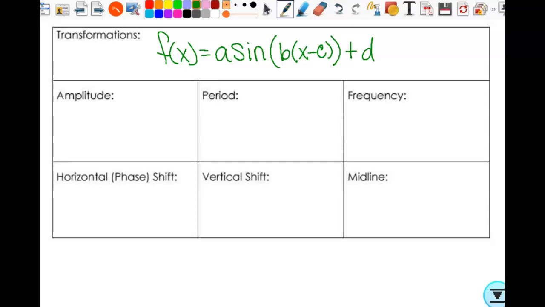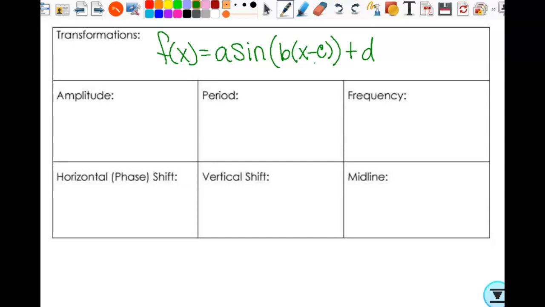So let's talk about transformations from what we understand. You've been doing transformations for years. We've done them multiple times this year already. A represents your what? Vertical stretch or compression, right? Your B is your horizontal stretch or compression, right? C is your horizontal shift. D is your vertical shift, right? All those things are still exactly the same, just with trig functions. Some of them have different names, but they're still doing the same thing, okay?